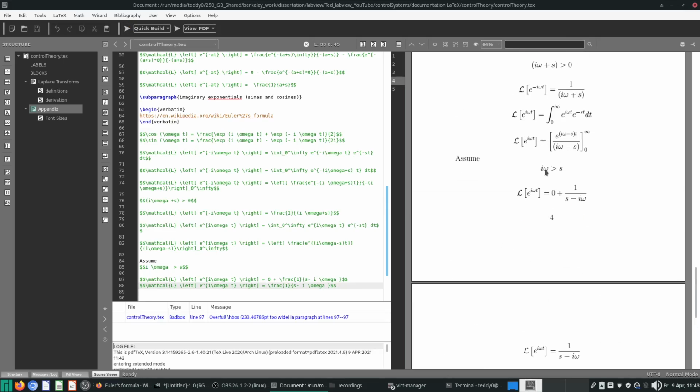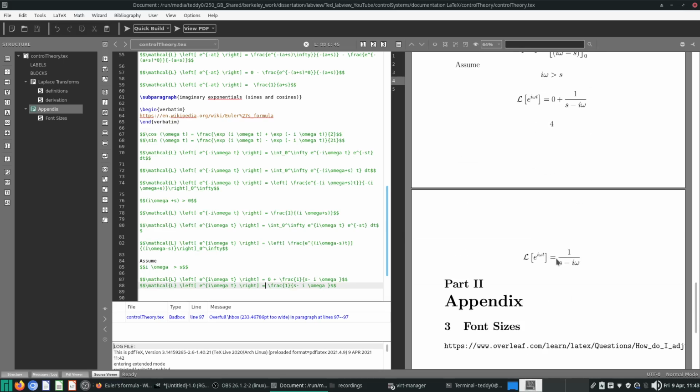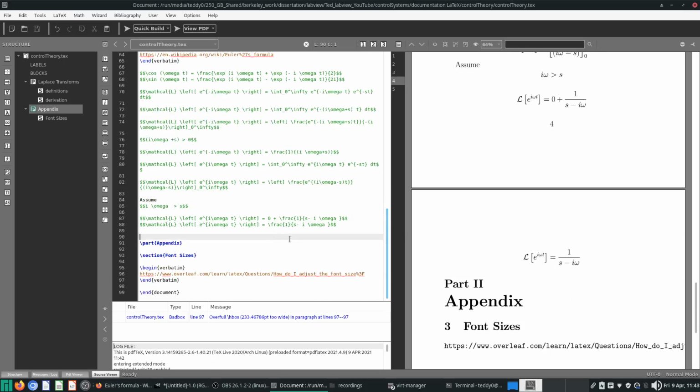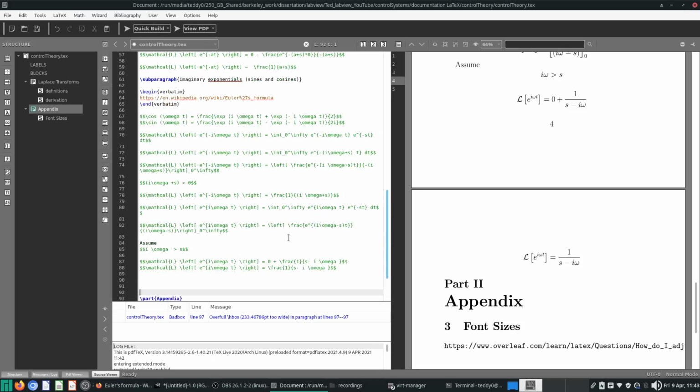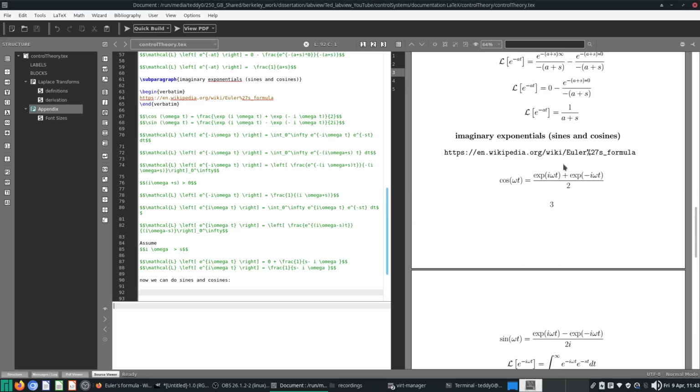Assuming we don't have this infinity problem, I just skip and throw that out. So now we can do sines and cosines. Let's do a cosine first. Cosine first, very easy.